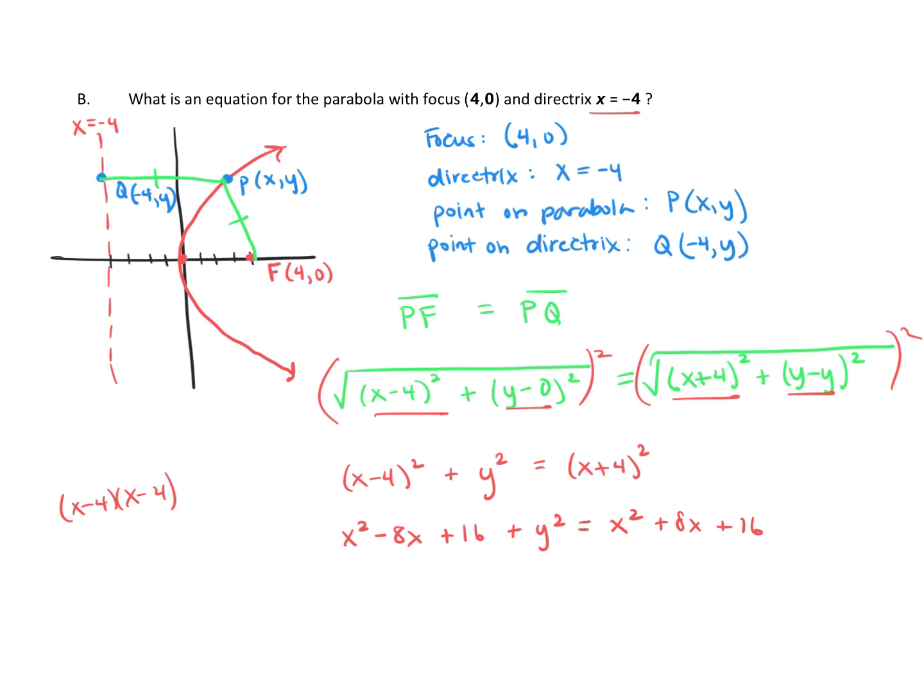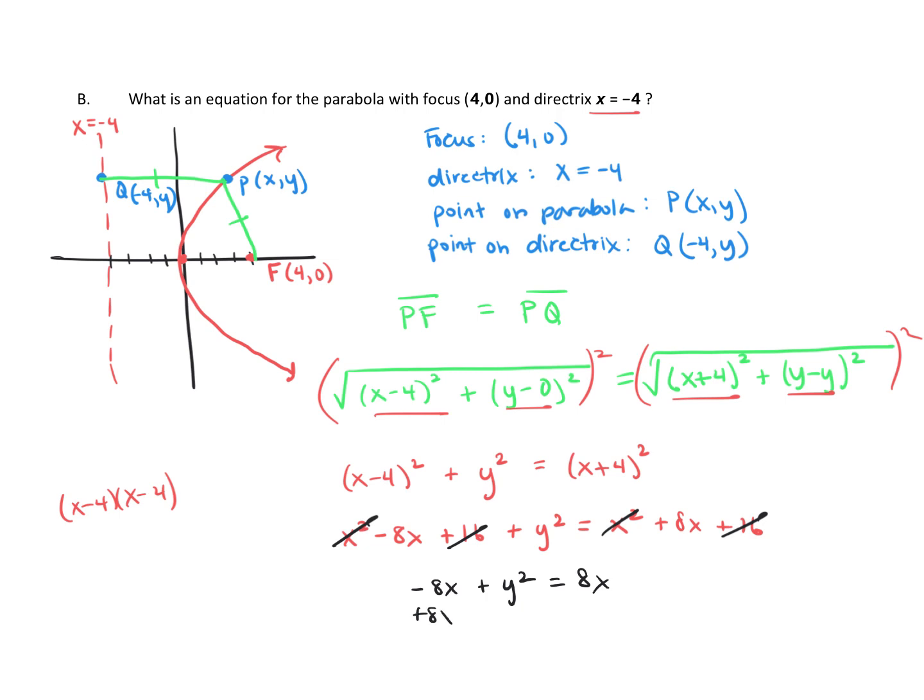Now let's see if we can simplify. Is anything going to cancel? Do we have anything that's the same on both sides? We have an x squared and an x squared. We have a positive 16 and a positive 16. This is a negative 8x, and that's a positive 8x. Those are not the same, so we're going to leave those. Let's write down what we have left. We have negative 8x plus y squared equals a positive 8x.